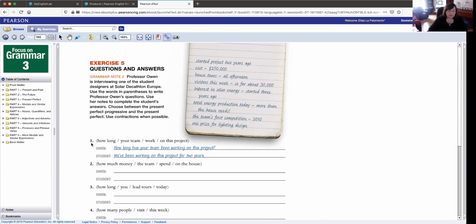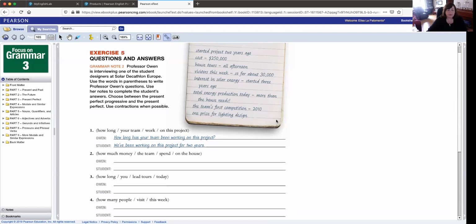And it starts with the exercise. Each one of these begins with the question from Professor Owen to the student. Now, these words are all in order. You do not have to change these words around, but you have to add the words you need to make the question either present progressive or present perfect. So looking at these words, how long your team work on this project? The project is not finished yet. So we're going to use present perfect progressive. How long has your team been working on this project?